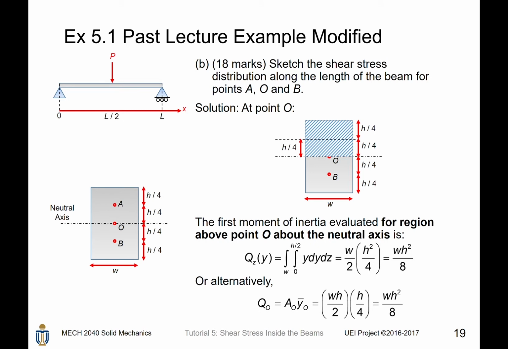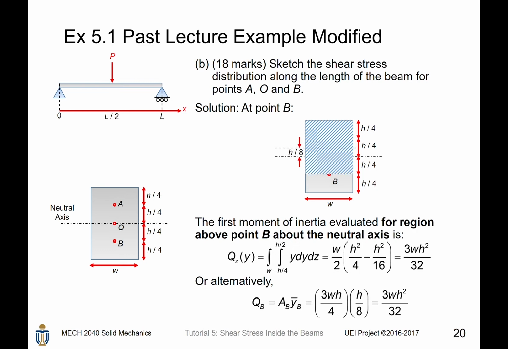At point O, it is rather similar. First, we find its area, which is wh divided by 2. Also, the axis of symmetry of the shaded area has a distance of h divided by 4 with respect to the neutral axis. Therefore, the first moment of area of the shaded area is given by wh squared divided by 8. At point B, the area is given by 3wh divided by 4, and the distance of the axis of symmetry of the shaded area with respect to the neutral axis is given by h divided by 8. The first moment of area is given by 3wh squared divided by 32.